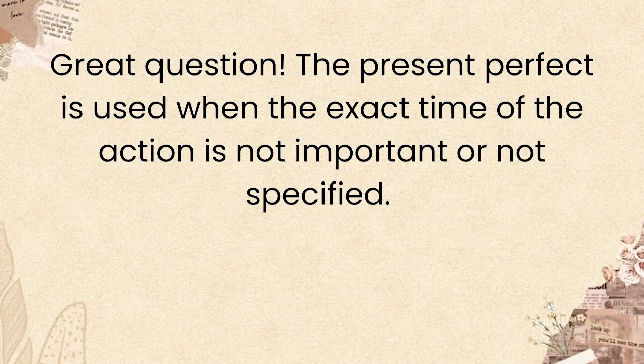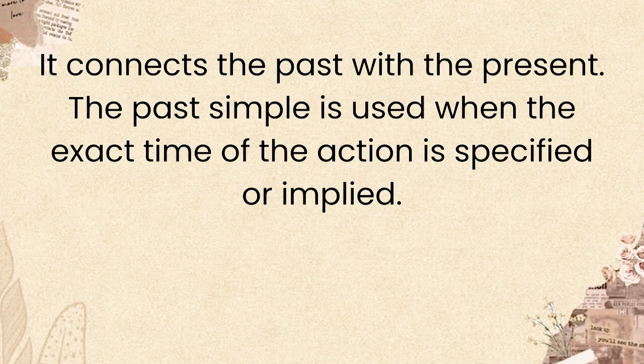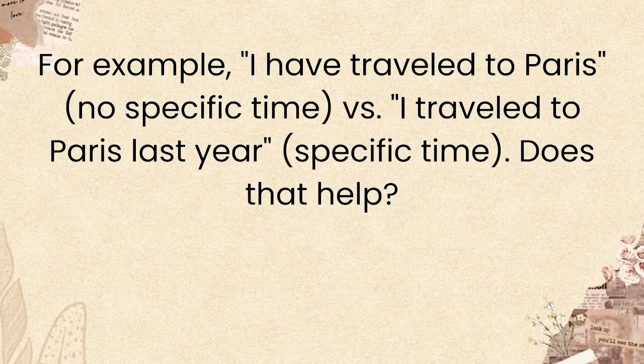Great question. The present perfect is used when the exact time of the action is not important or not specified. It connects the past with the present. The past simple is used when the exact time of the action is specified or implied. For example, I have traveled to Paris. No specific time. Versus I traveled to Paris last year. Specific time. Does that help?